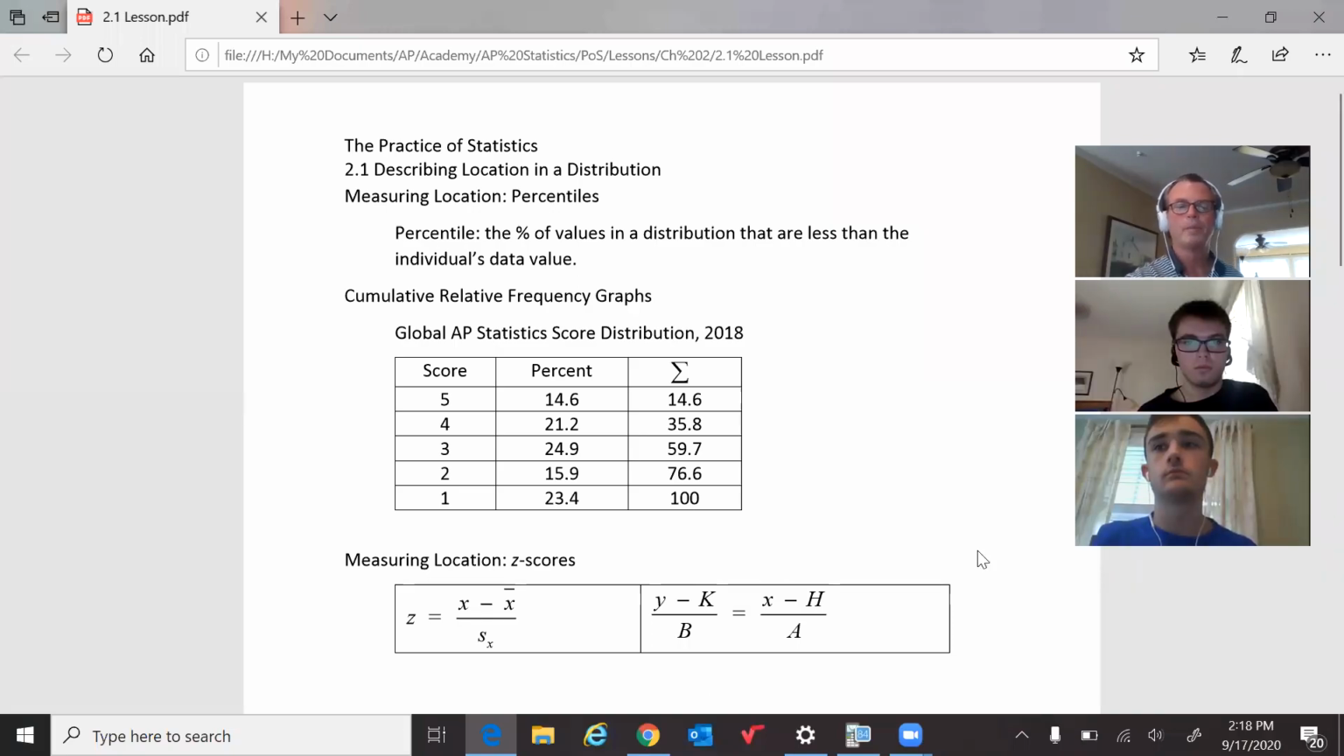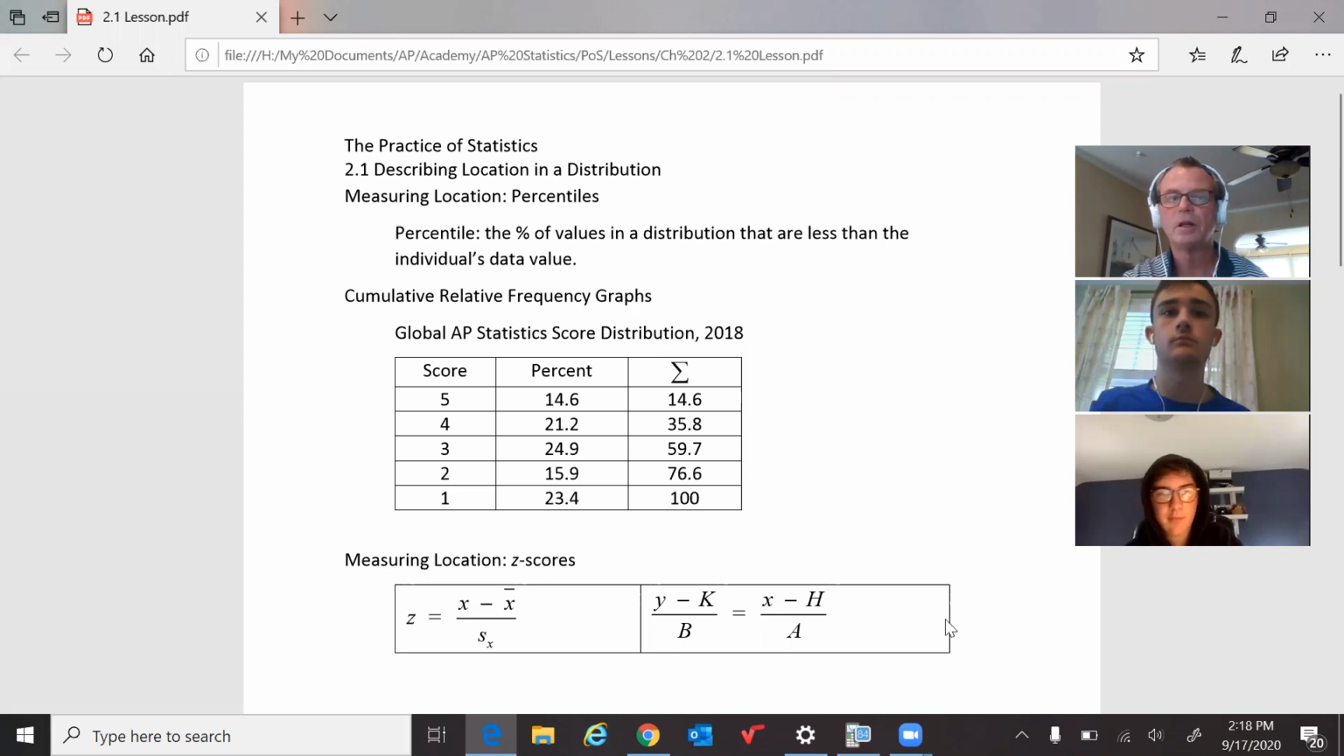We're looking at 2.1. And 2.1 begins with the definition of percentile. The percentile is the percentage of values in a distribution that are less than the individual's data value. Now, the other book we had said less than or equal to, which is really the definition that I adhere to. But either one's fine. You're not going to get a question where that's a contradiction. I'll show you where it could be, but it won't happen. It won't happen on the AP test.